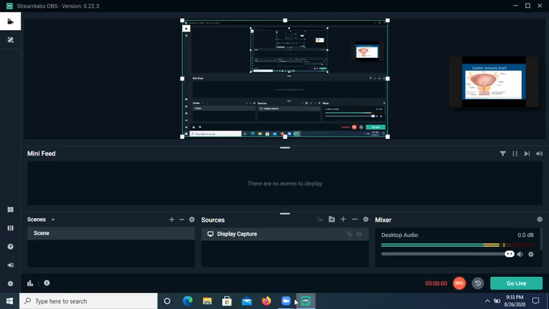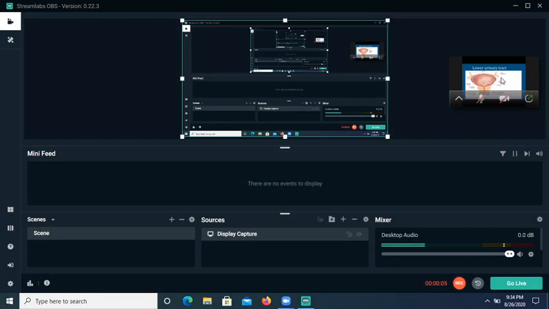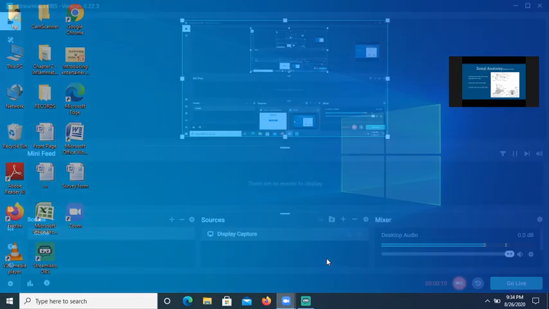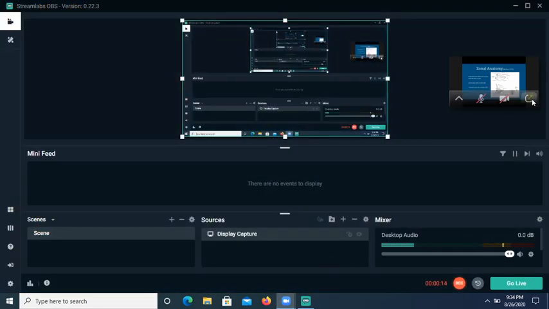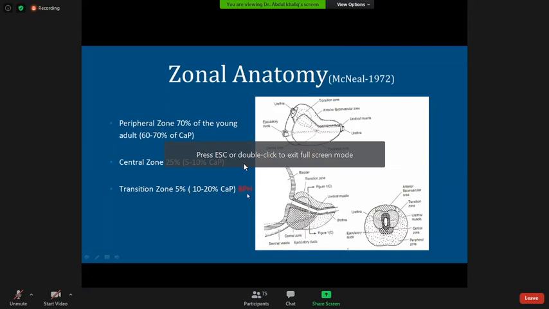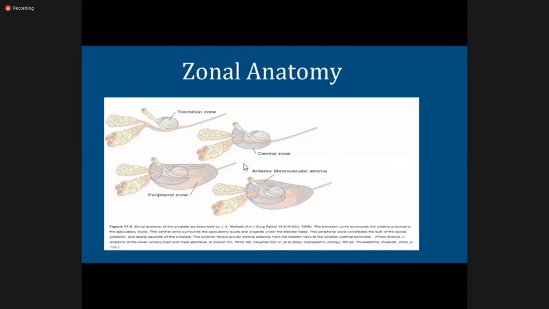This is the urinary bladder, and here is the prostate and the urethra. So the zonal anatomy: the peripheral zone is 70% in the young adult, the central zone is 25%, and the transition zone is 5%, which is involved in benign prostatic hyperplasia. Zonal anatomy again is the transitional zone, central zone, and the peripheral zone.